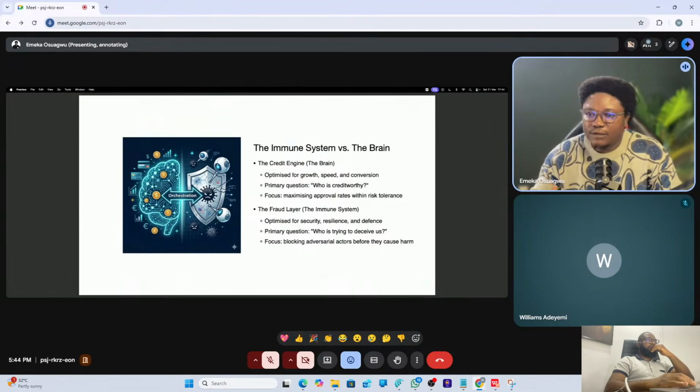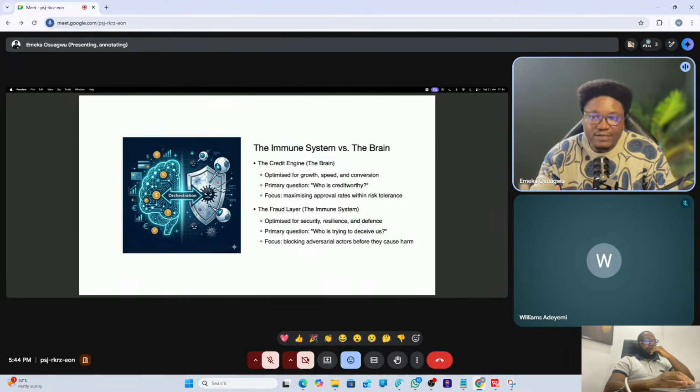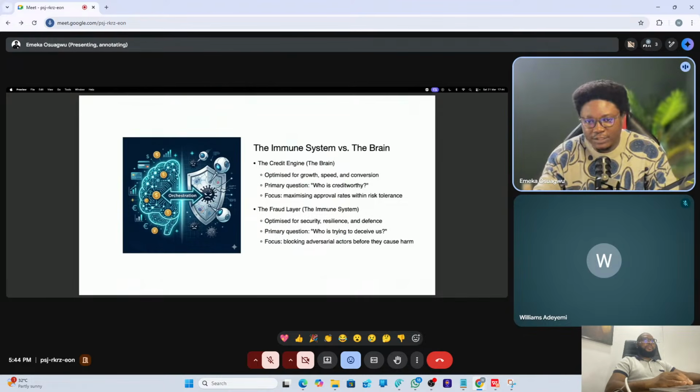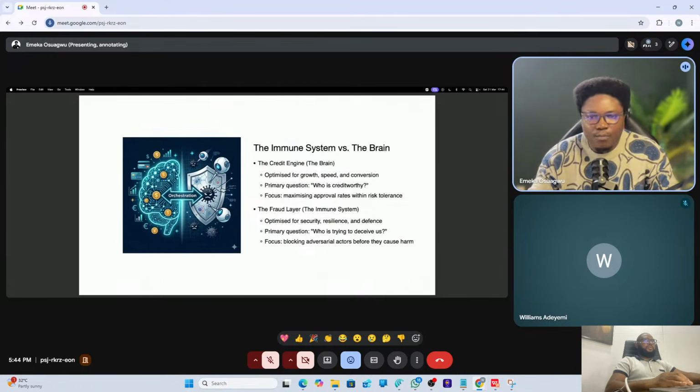So going back to looking at the security part, which is the fraud detection layer as the immune system, we need to understand, if we have a decision engine, how do we optimize for growth and speed? This is part of the things that William has been talking about. And how do we answer the question of who is credit worthy when it comes to customer selection for credit? And then when we make that decision, how do we focus on maximizing our approval rates while we lower our risk tolerance? Then we can pair that with the fraud layer.